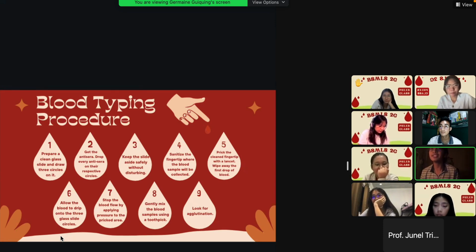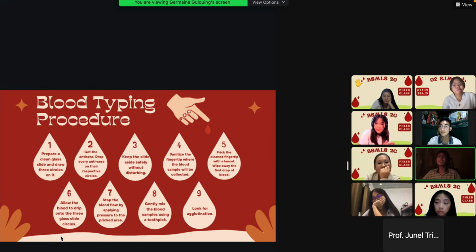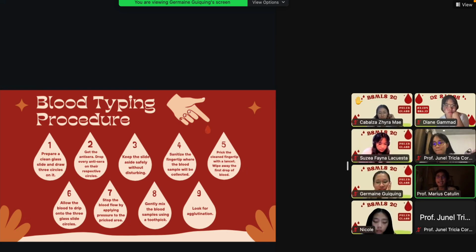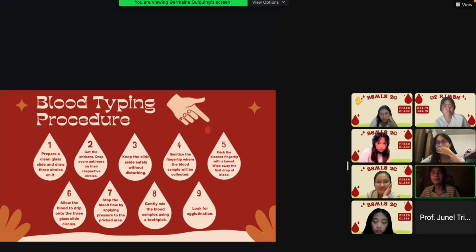Fourth is to sanitize the fingertip where the blood sample will be collected. Next is to prick the clean fingertip with the lancet. Wipe away the first drop of blood. So ayan guys, kailangan ulit natin i-wipe away yung first drop of blood because possibly contaminated na siya with alcohol or other interstitial fluids. Next is to allow the blood to drip onto the 3 glass slide circles. Stop the blood flow by applying pressure to the prick areas.